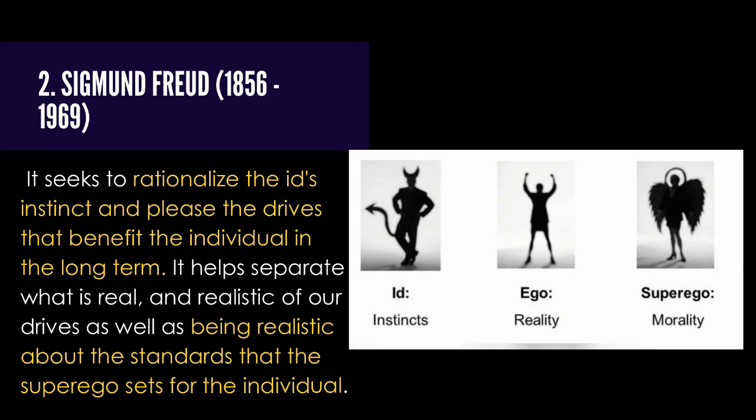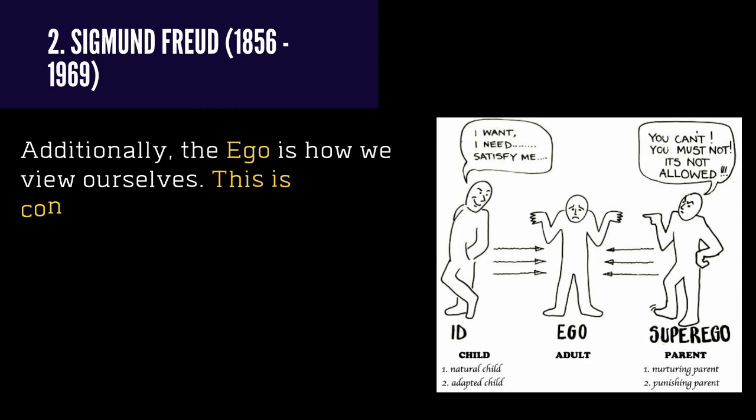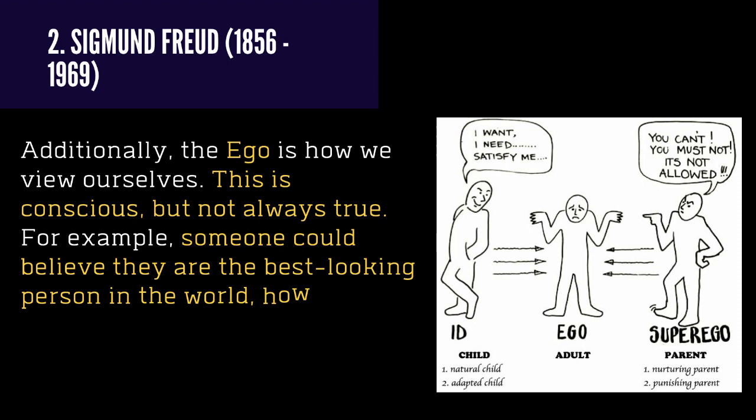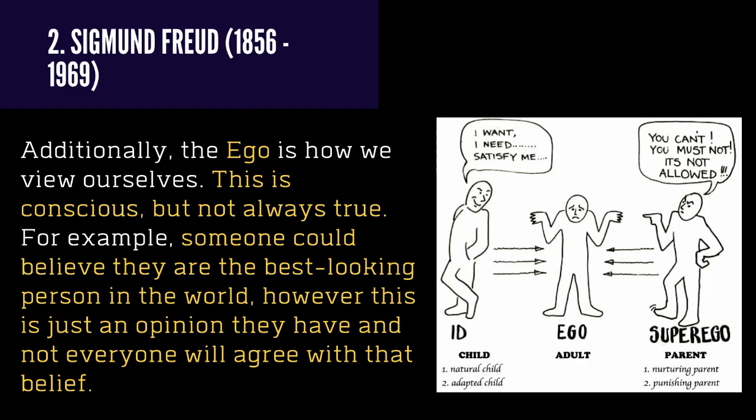Additionally, the ego is how we view ourselves. This is conscious, but not always true. For example, someone could believe they are the best-looking person in the world. However, this is just an opinion they have and not everyone will agree with that belief.